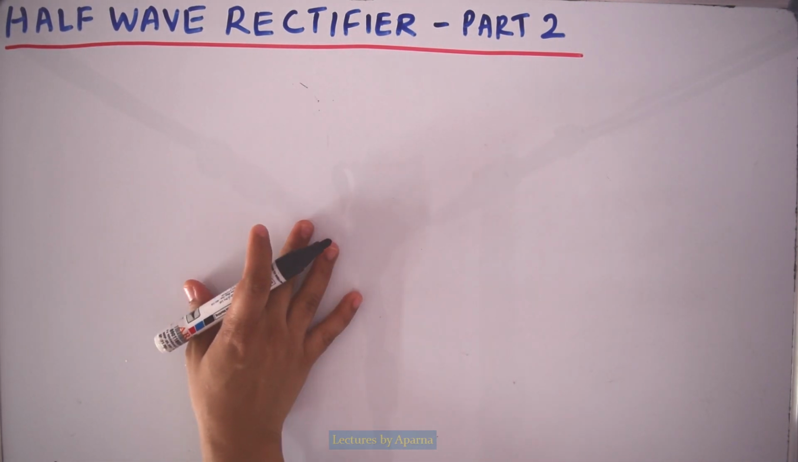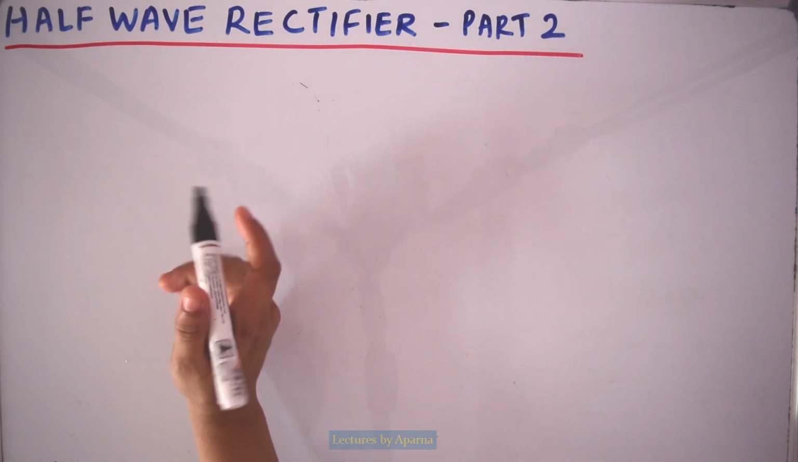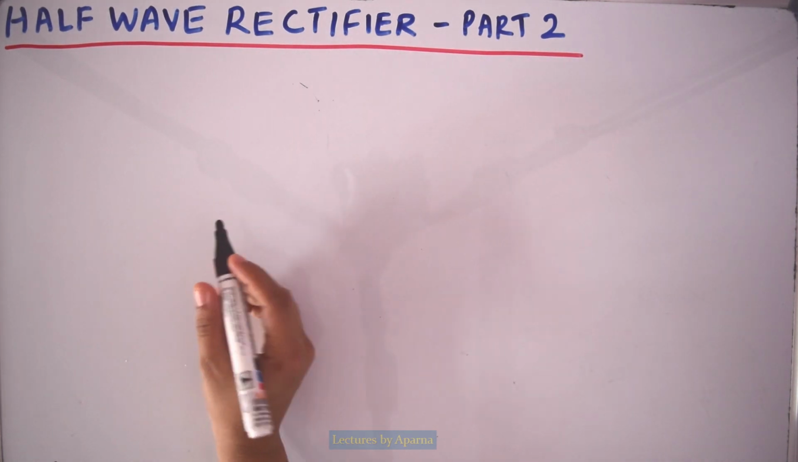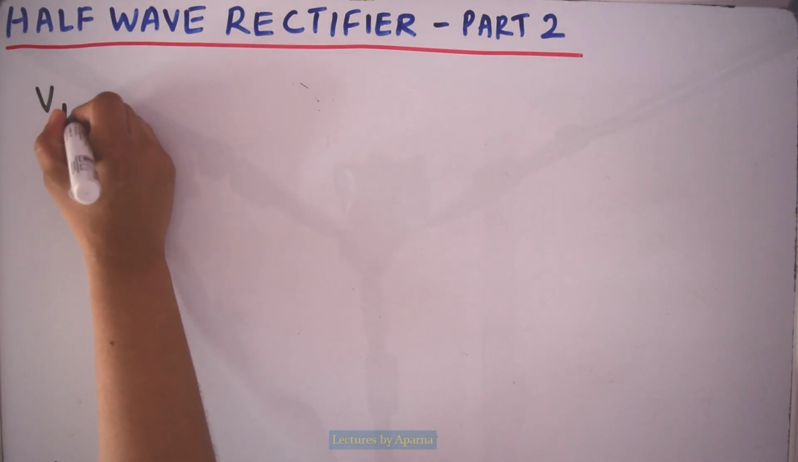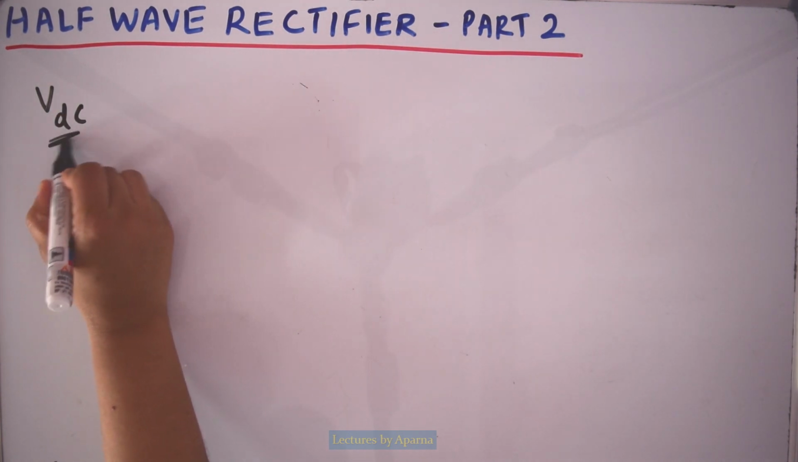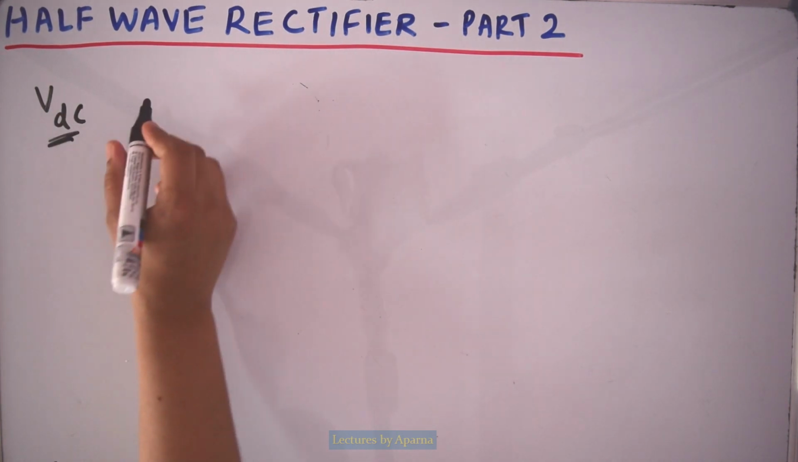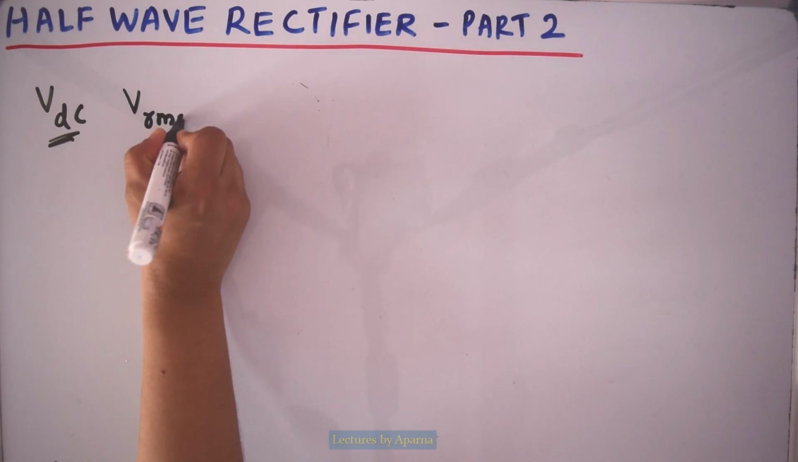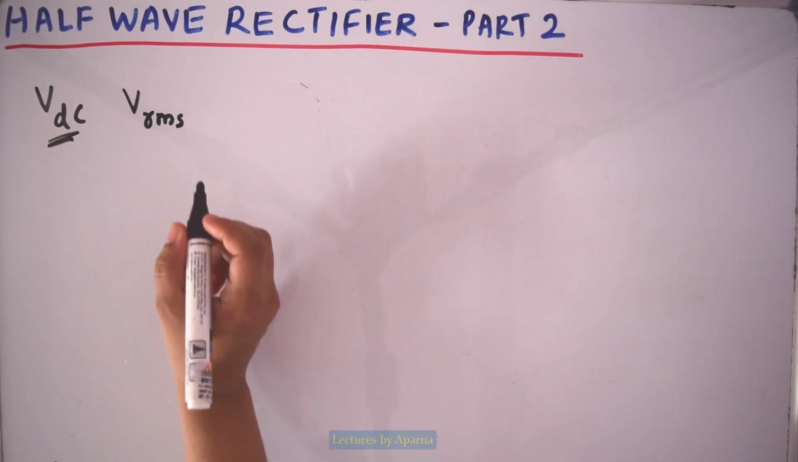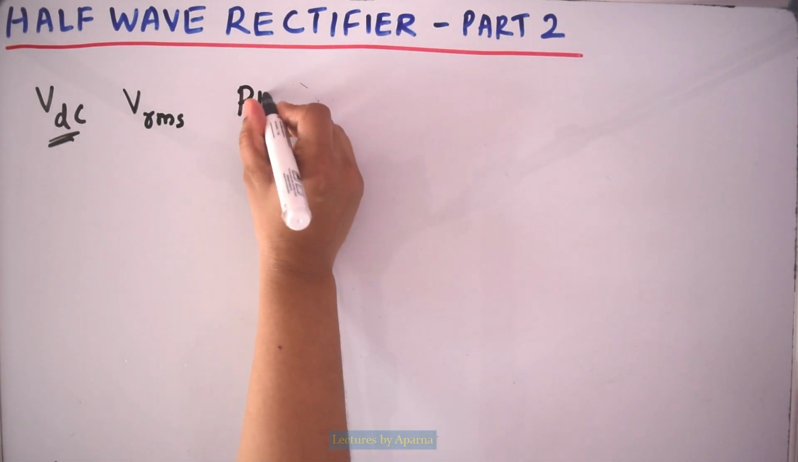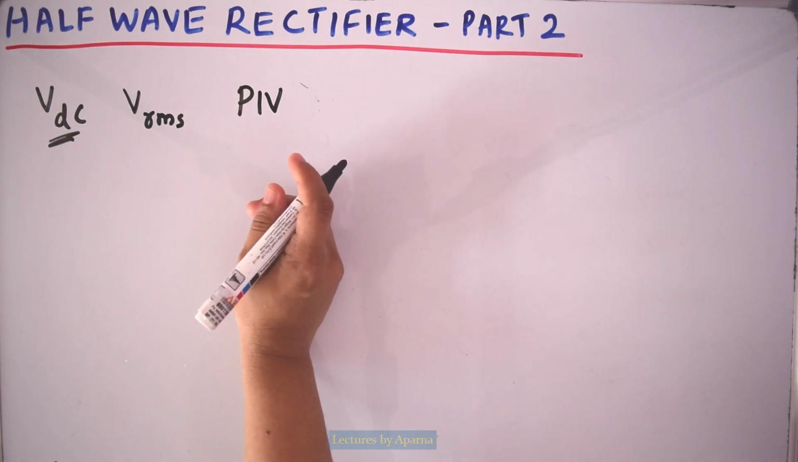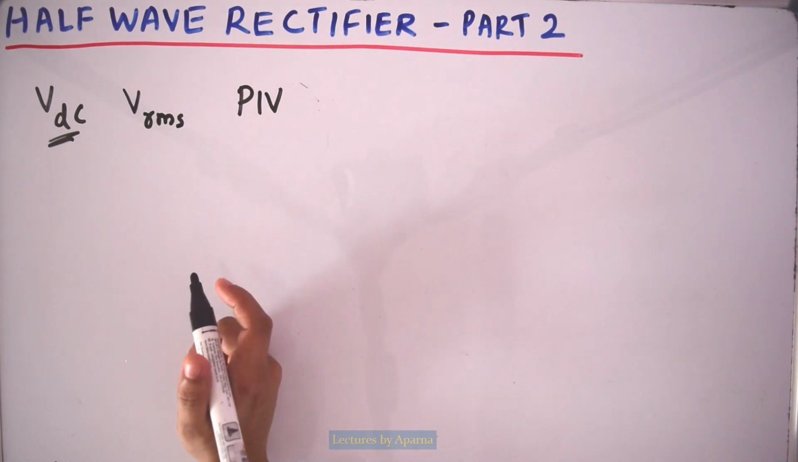In today's video, we will do some calculations in half wave rectifier. We will find VDC or the average value of the voltage, VRMS or the root mean square value of voltage, and peak inverse voltage for a half wave rectifier.